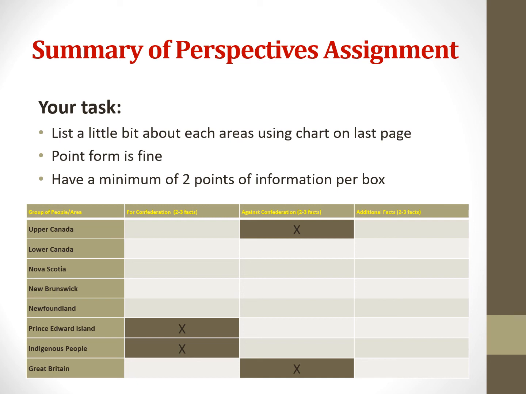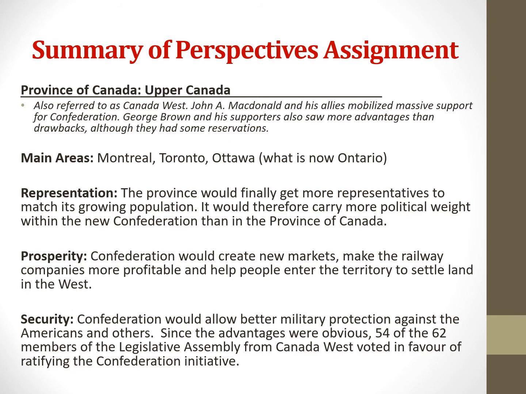And I'm actually going to help you with the first one. I'm going to do the first one with you as kind of a guided example so that you know exactly what you need to be writing. If you look at the assignment, I've copied all the information onto the PowerPoint for you to see. It's looking at the province of Canada, Upper Canada. Some people refer to it as Canada West. This is essentially going to be Ontario.